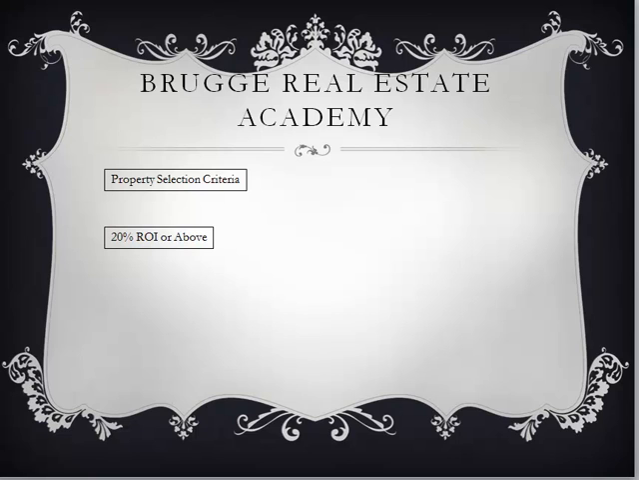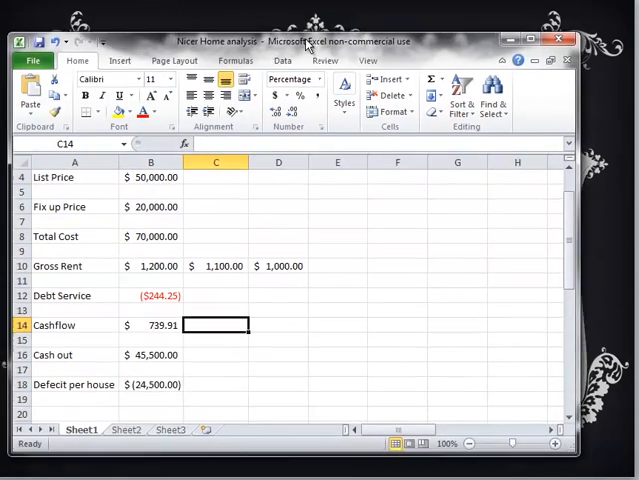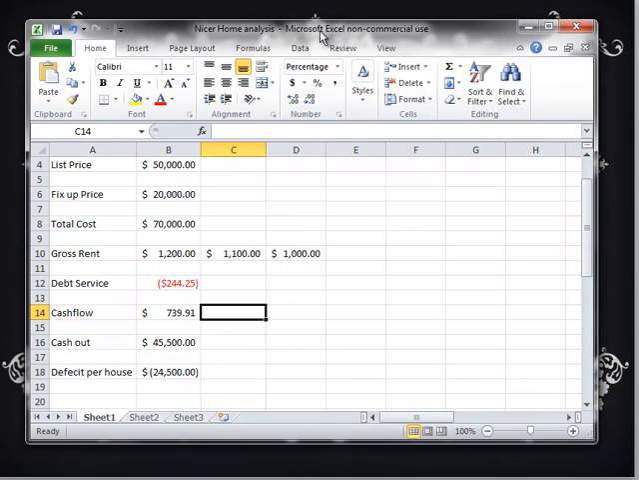All right, I'm going to bring in an Excel spreadsheet here that I put together. This is just a basic Excel spreadsheet that I use to analyze properties. It's very simple. It took me about 5 minutes to put together.